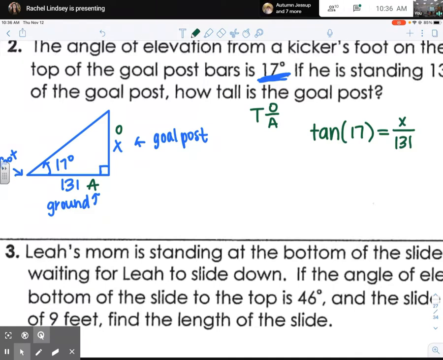So what do I need to do to both sides? Multiply by 131. Multiply both sides by 131. So 131 times tangent of 17 is 40.1 feet.